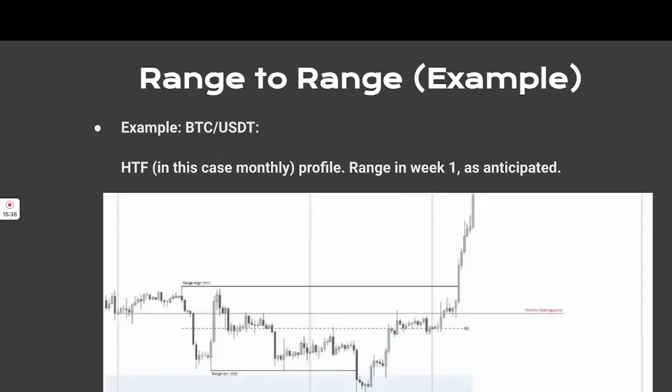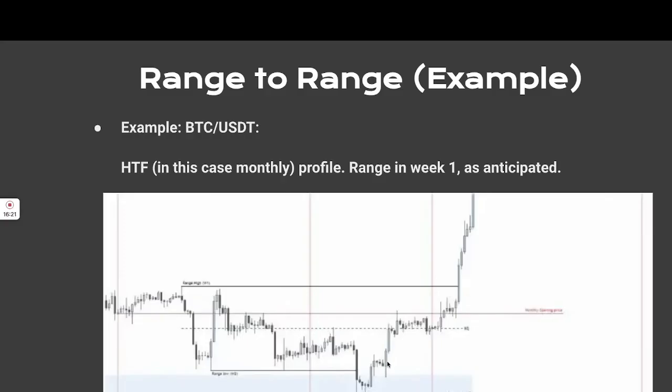Let's take a look at a range-to-range example on Bitcoin USDT. The higher time frame in this case is the monthly profile. Range in week 1 as anticipated. Week 2 of the month is manipulation, and this is exactly when you want to be looking for an entry. Consolidation on the higher time frame, which is week 1. Consolidation on the lower time frame, which is week 2. Turtle soup into a key level.